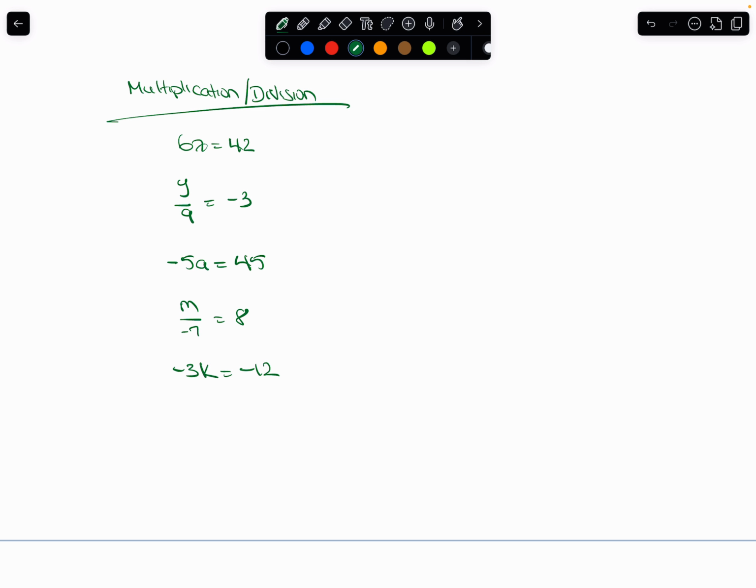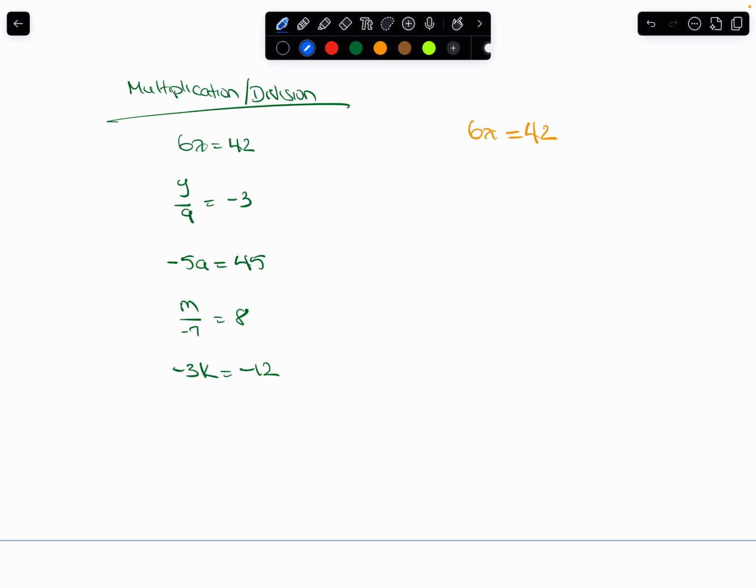Okay, let's tackle these questions. Here we have our first one: 6x equals 42. I want to have x by itself, but in order for me to have x by itself, I have to remove the 6. What is happening with the 6 and the x? If you said it's multiplying, you are correct. In algebra, when we see a variable, which is x, and a number this close together, that means they're being multiplied. So in order for me to get the x by itself, I have to do something to the 6 so the x can be left alone.